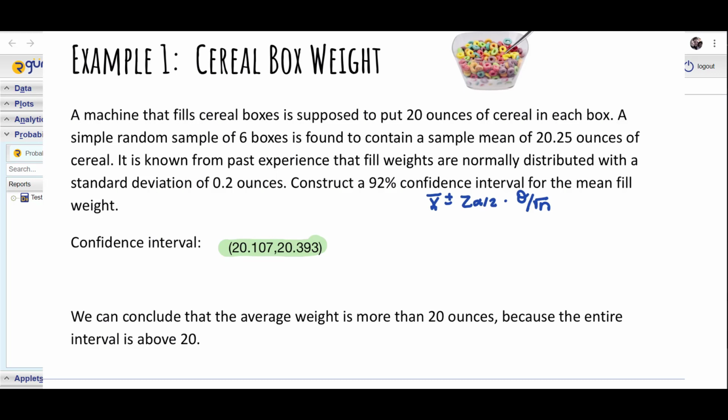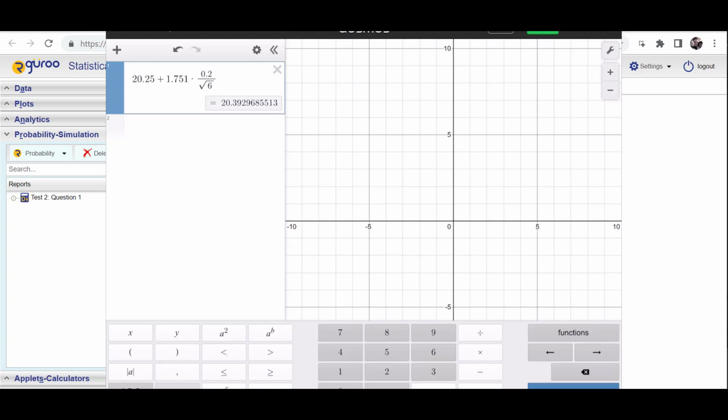And X bar would be your sample mean, which was your 20.25. Your Z alpha over 2 is your critical value. That's the number of standard deviations away from the mean that the boundaries of that 92% are. So it's the number of standard deviations. And so you would have used the Rguroo probability calculator. You would have clicked on continuous, and you would have figured out how far from the mean each of those boundaries would be. And I believe it's, just worked this one a little while ago, it's 1.751.